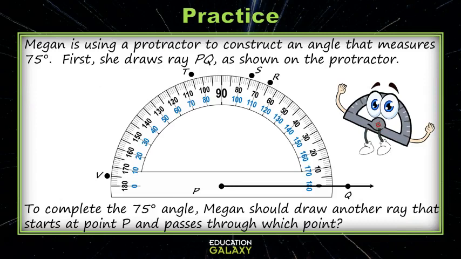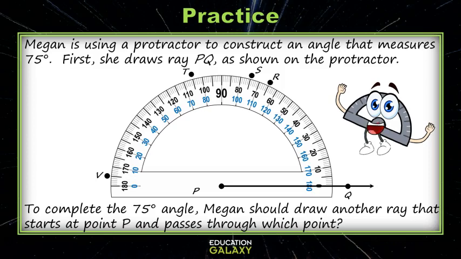Let's try one last problem. Megan is using a protractor to construct an angle that measures 75 degrees. First, she draws ray PQ as shown on the protractor. To complete the 75-degree angle, Megan should draw another ray that starts at point P and passes through which point?